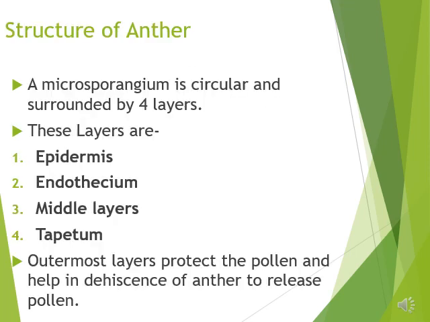Now we will study the structure of anther in detail. A microsporangium is circular and surrounded by four layers. These layers are first epidermis, second endothecium, third middle layer and fourth one tapetum. The outermost layer protects the pollen and helps in dehiscence of anther to release pollen.